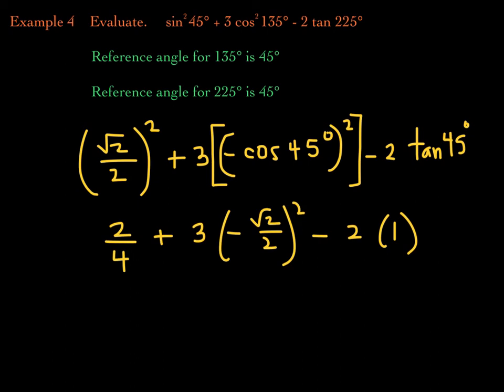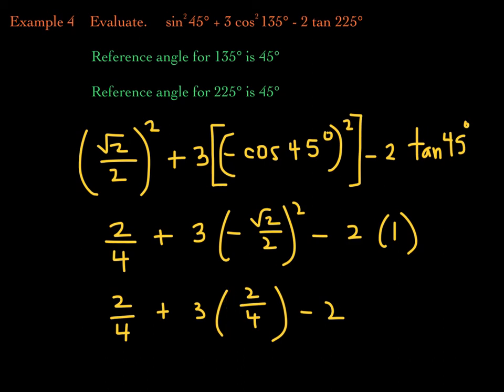Okay, I squared root 2 over 2. And then cosine of 45 degrees is root 2 over 2. I brought down the negative, and we are squaring this value. Tangent of 45 degrees is 1. All right, I squared negative root 2 over 2. Now it is a positive value at this step, and it is 2/4. So now it's just arithmetic.